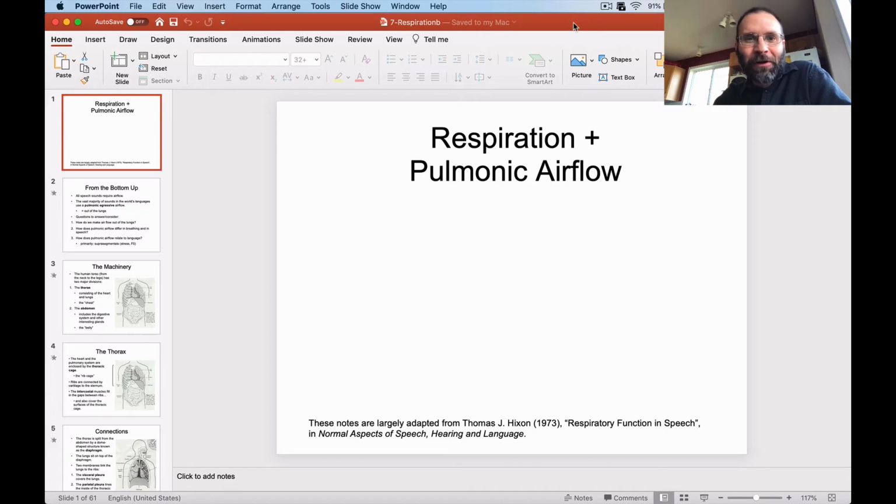Okay, Ling 441, we're going to move on today and start talking about respiration and pulmonic airflow, to think about the foundation that we use for all pulmonic egressive sounds in speech.